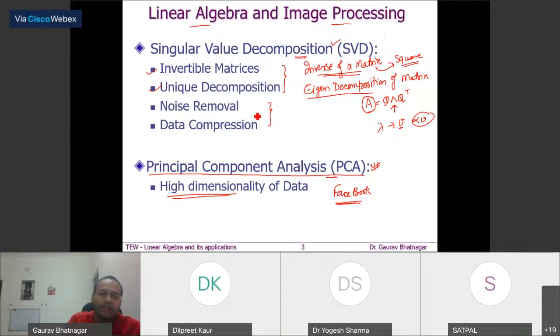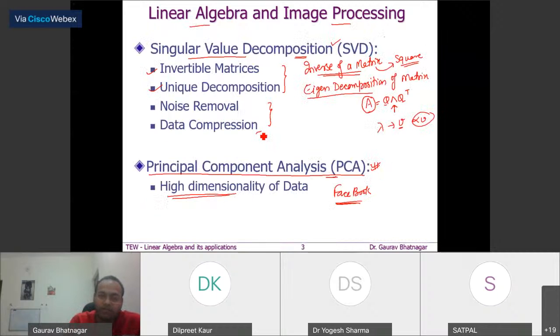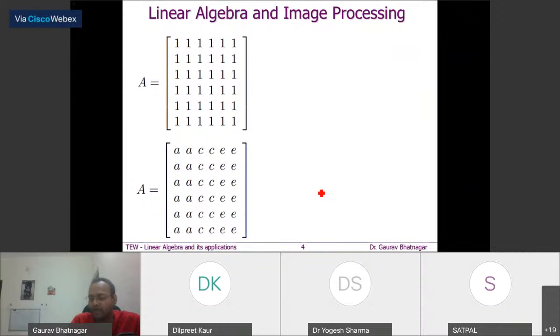So now let us start with this versatile tool called the singular value decomposition in linear algebra. And then we will see how things move with this singular value decomposition. In order to give you a brief motivation for why and how data compression is actually required, or how high dimensionality is going to be a curse, let me give you a very simple example. Let me consider these two matrices A, or for simplicity, let me say this is going to be a matrix B.